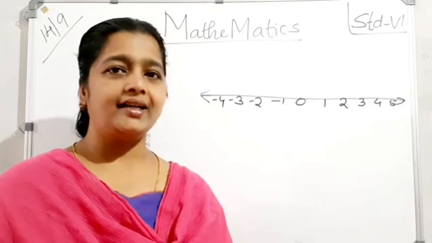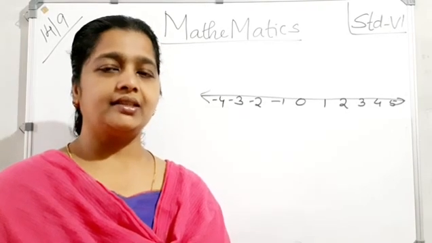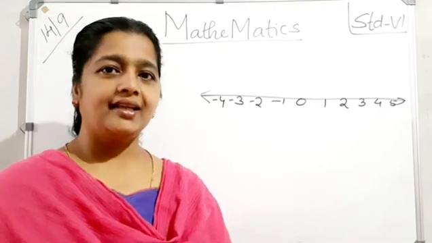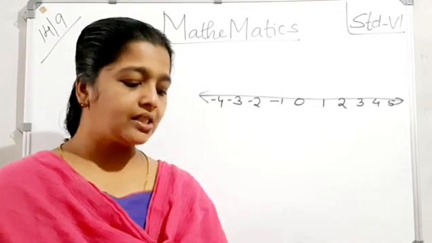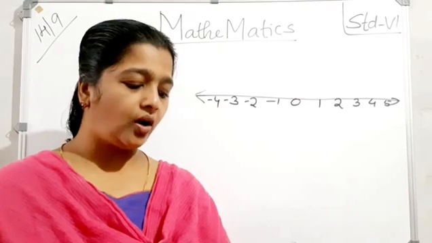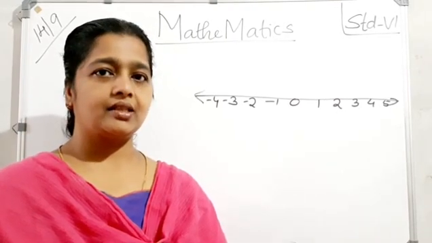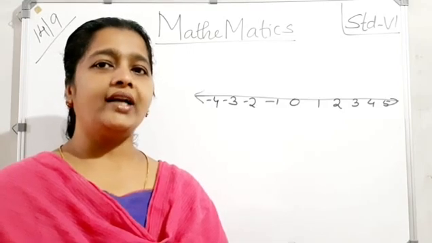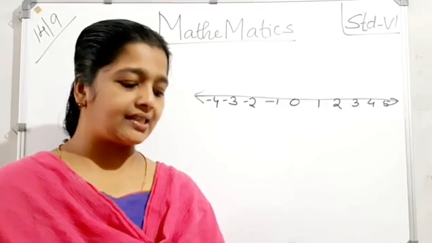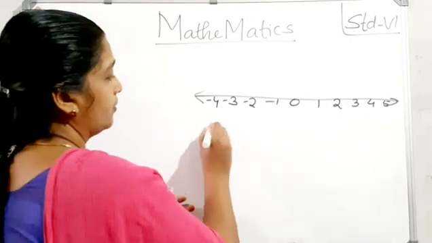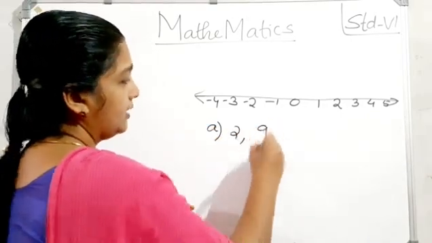Page number 121. Next question, question number 6. In each of the following pairs, which number is to the right of the other on the number line? So some pairs are given. You want to write which number is on the right side on the number line. Question number A. 2, 9.